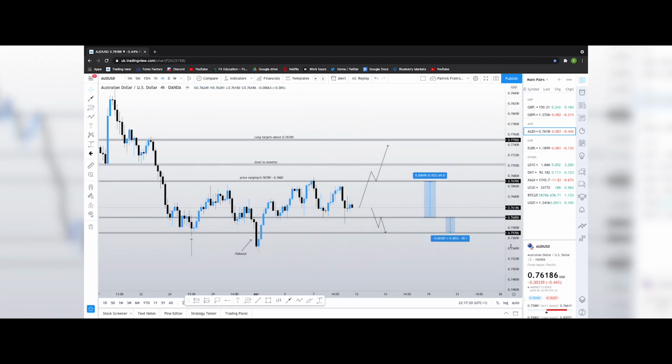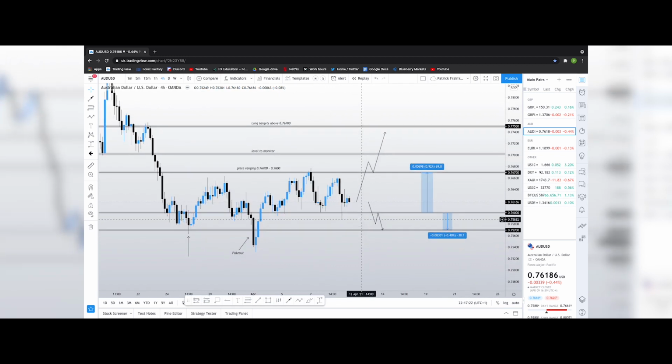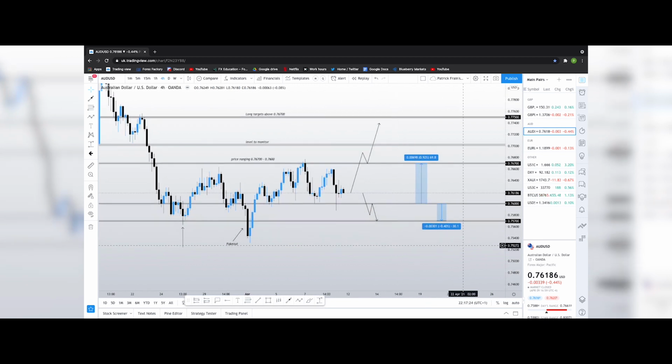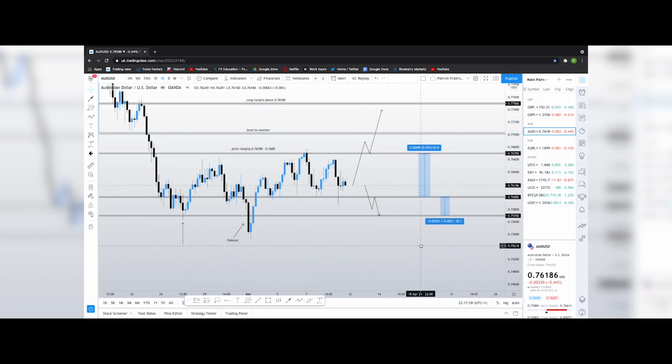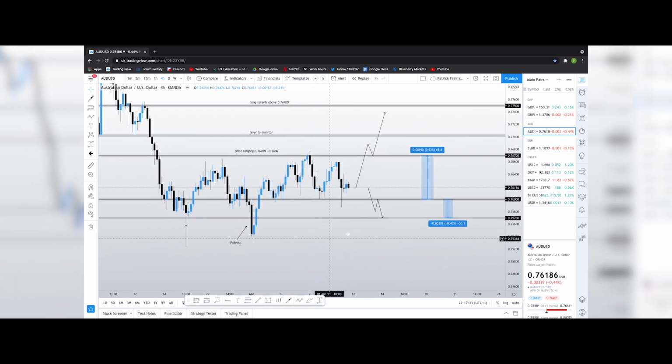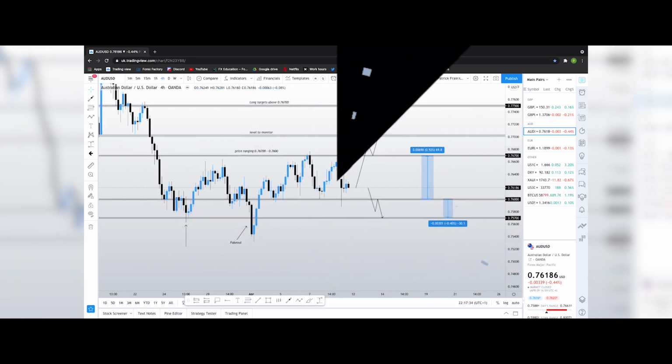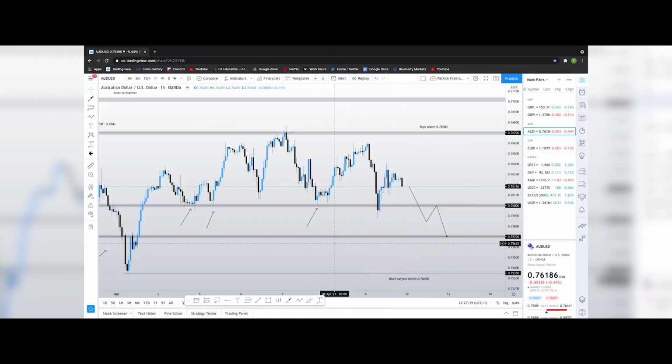On the other side, if we do break this low here, we'll be looking for a retest and looking for possible shorts down to 0.75700 and potentially to break this low here to continue with the momentum down to the downside.